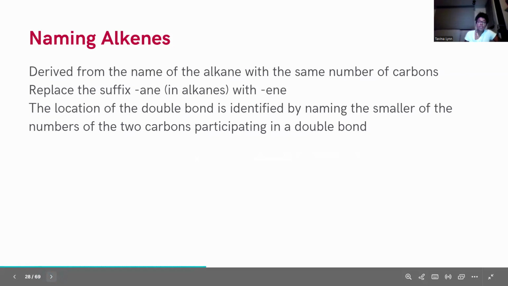So the location of the double bond is identified by naming the smaller of the numbers of the two carbons. So basically, if you have carbons 2 and 3 with a double bond, you're going to name it with the number 2 because that's the lower number.